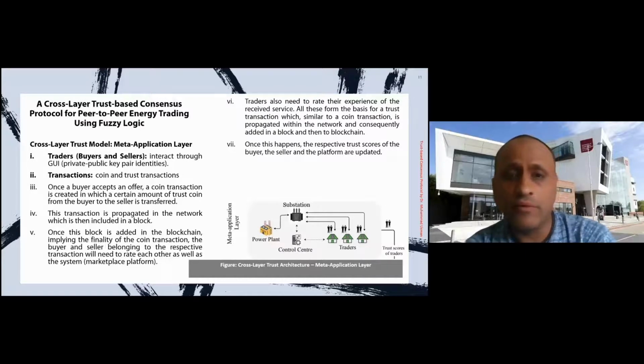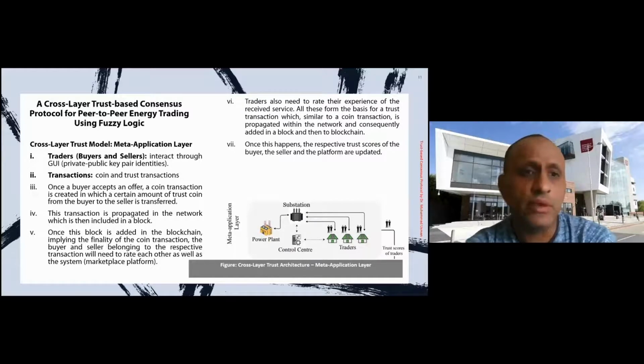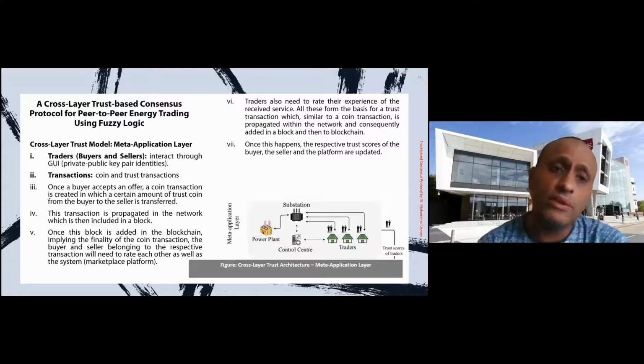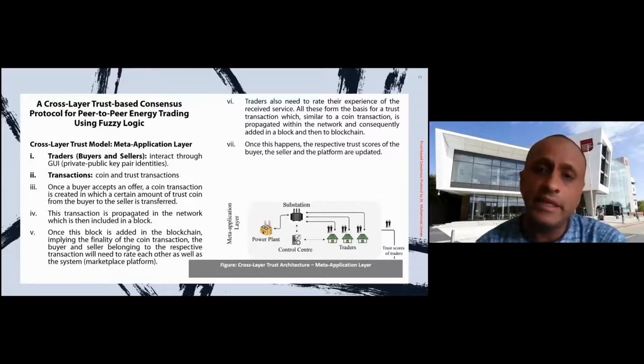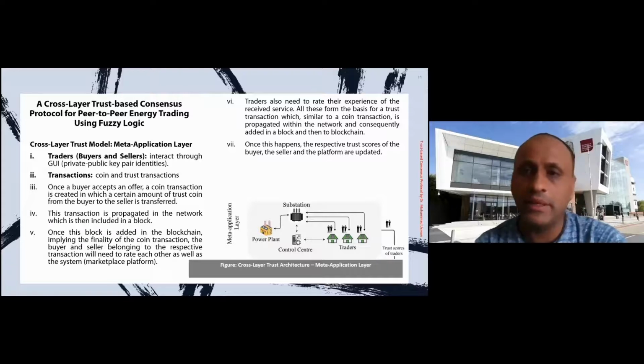Our system has two types of transactions: coin transactions and trust transactions. Once a buyer accepts an offer, a coin transaction is created in which a certain amount of trust coin from the buyer is transferred to the seller. This transaction is propagated in the network, which is then included in a block. Once this block is added in the blockchain, implying the finality of the coin transaction, the buyer and seller belonging to the respective transaction will need to rate each other as well as the system, that is basically the marketplace platform. So they also need to rate their experience of the received service.